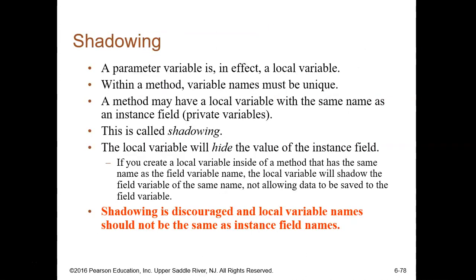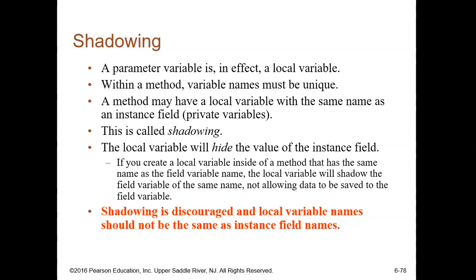Now, we have a new term here called shadowing. Now, as we said, a parameter variable, I'm going to pause right there, a parameter. Think about where a parameter is coming in. That is when you write a method, whether it be a constructor or an instance method, and you're bringing in information from outside of that class from a runner program. That's called a parameter. So a parameter variable, whenever you write them, is also a local variable.